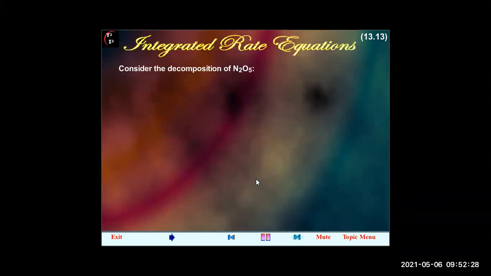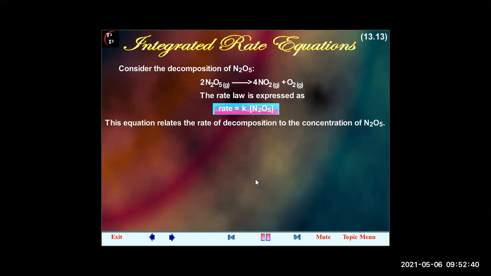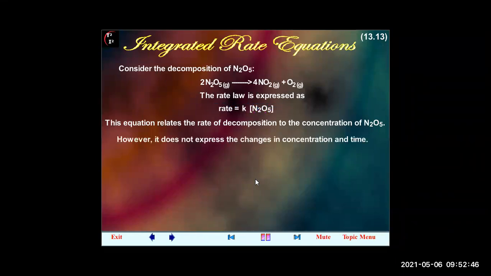Consider the decomposition of N2O5. The rate law is expressed as rate is equal to K times the concentration of N2O5. This equation relates the rate of decomposition to the concentration of N2O5. However, it does not express the changes in concentration and time.